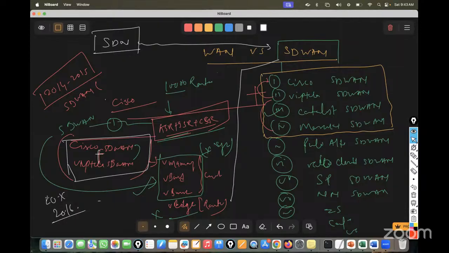They rebranded the entire fabric with the same hardware infrastructure and the same cloud-based infrastructure. They just did the repackaging and rebranding, and introduced a new term, Catalyst SD-WAN. It's the same Cisco or Viptela, but the brand name has changed. They just replaced it with Cisco Catalyst SD-WAN. I'll explain more about that. So these all three are the same.